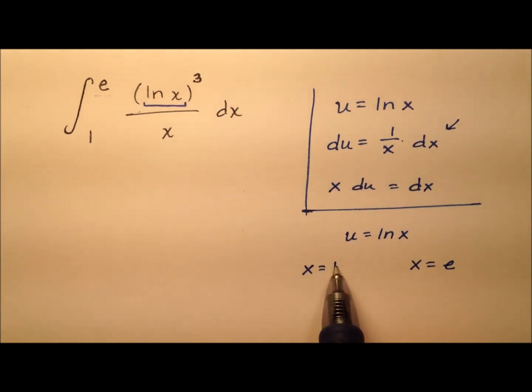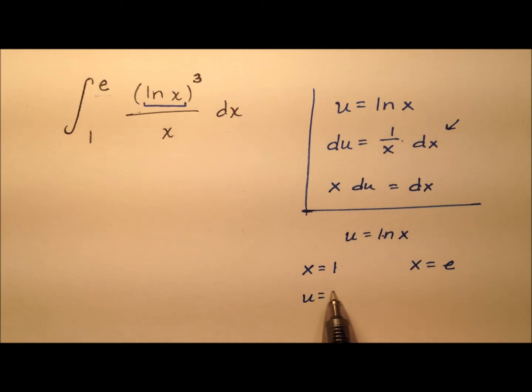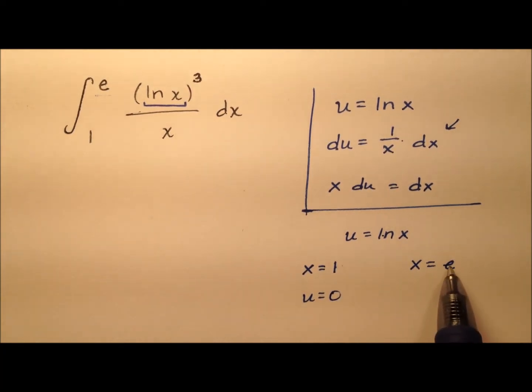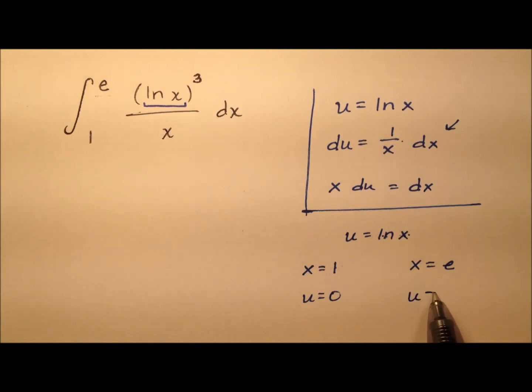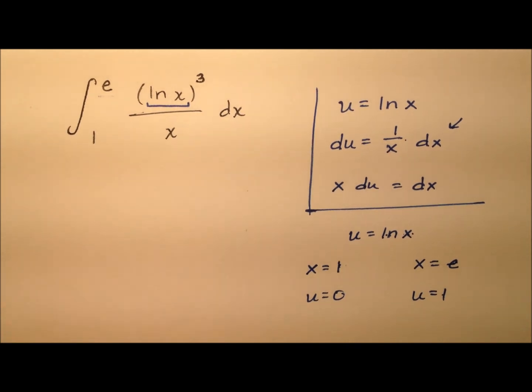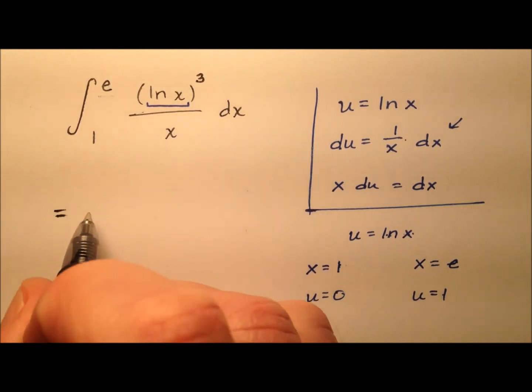So let's plug 1 in first. The natural log of 1, well, that's going to be 0. And then plug an e in. So natural log of e, and that's 1. So instead of going from 1 to e, now we're going to go from 0 to 1, because we changed those limits of integration as well to accommodate our change of variables into u's.